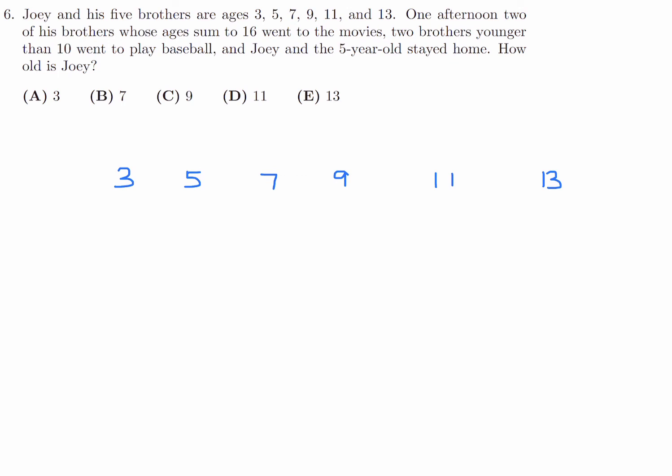Okay. One afternoon, 2 of his brothers, whose ages sum to 16, went to the movies. All right. Well, we've got a few choices here, but I'll choose 3 and 13. So these 2 guys, the 3-year-old and the 13-year-old, they went to the movies. All right. Then 2 brothers younger than 10 went to play baseball. Well, we've already accounted for the 3-year-old. So 2 of these guys went to play baseball. All right, I don't know which ones, so we'll hold off on circling.